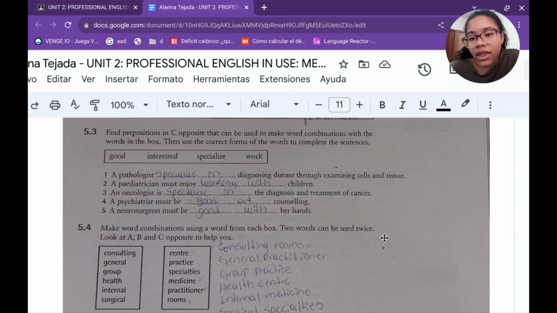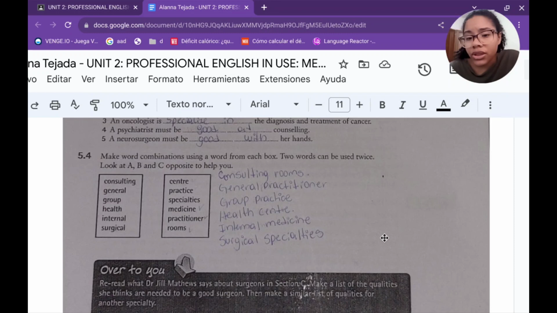Find prepositions in C opposite that can be used to make word combinations with the words in the box. Then use the correct forms of the words to complete the sentences. A pathologist is specialized in diagnosing disease through examining cells and tissue. A pediatrician must enjoy working with children. An oncologist is specialized in the diagnosis and treatment of cancer. A psychiatrist must be good at counseling. A neurosurgeon must be good with her hands.